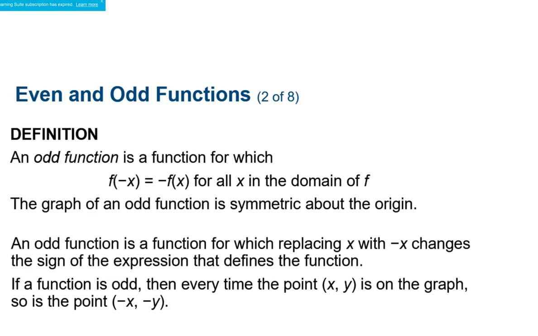And an odd function is a function for which f of negative x equals negative f of x for all x in the domain of f. The graph of an odd function is symmetric about the origin. An odd function is a function for which replacing x with a negative x changes the sign of the expression that defines the function. So if a function is odd, then every time the point (x, y) is on the graph, so is the point (negative x, negative y).